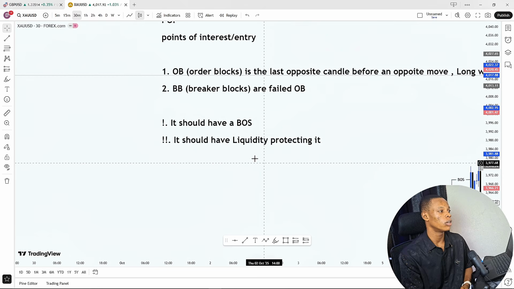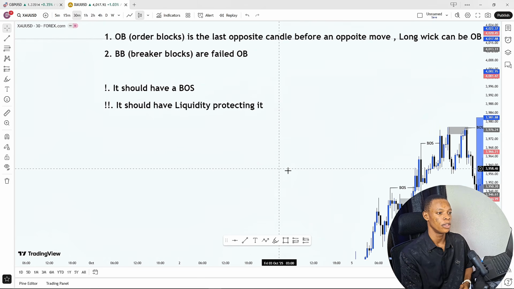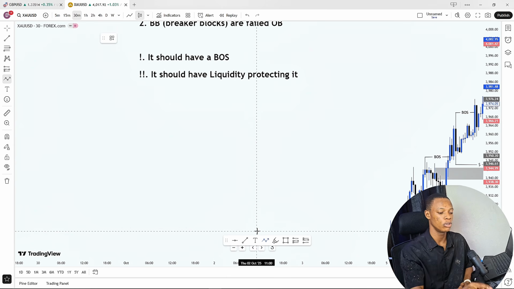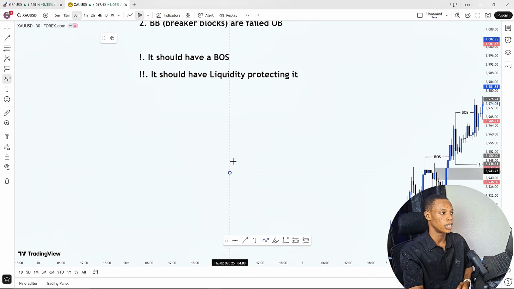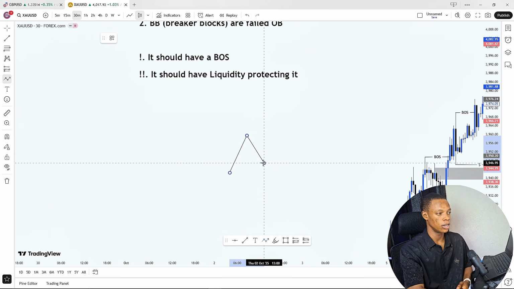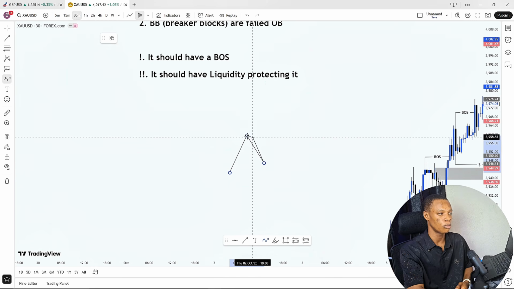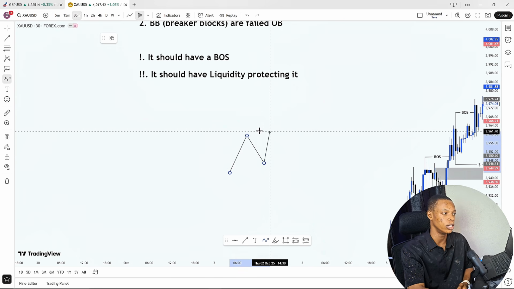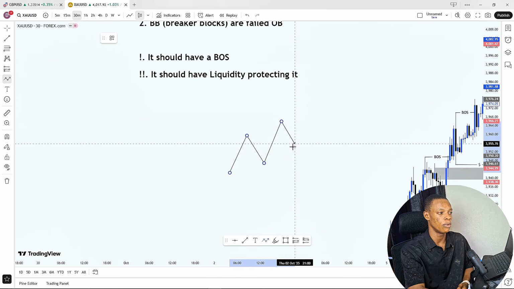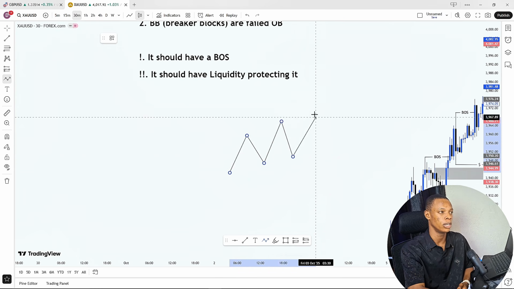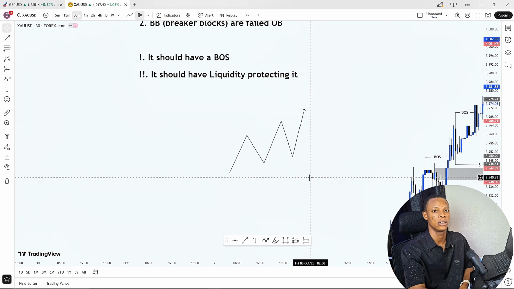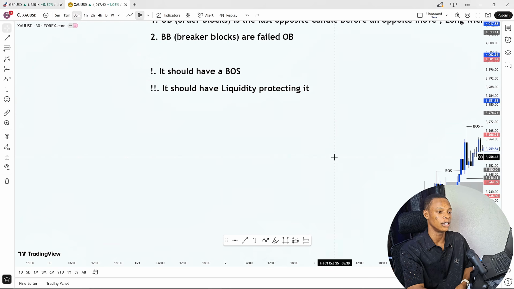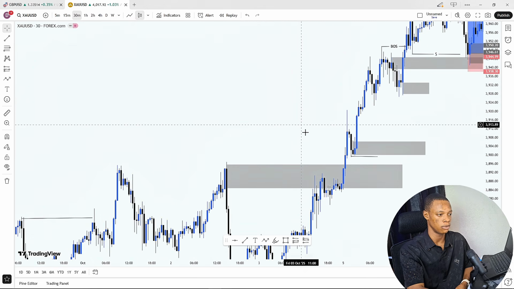Now for an order block to be valid, it should have a break of structure. If I'm going to mark out any order block to take my buy from, it should push the price up to a break of structure. When price has a high, goes down and creates an order block, if it does not go up to break that previous high as a break of structure, that order block is not yet valid until it breaks that structure. Then once it comes back down, I can buy from the order block when there is liquidity protecting it. So those are the two things that make an order block valid. And let me show you an order block that is not valid, and you will see it right away.